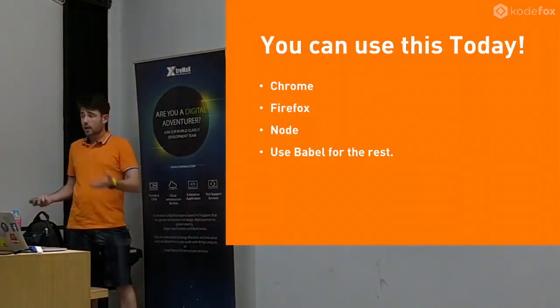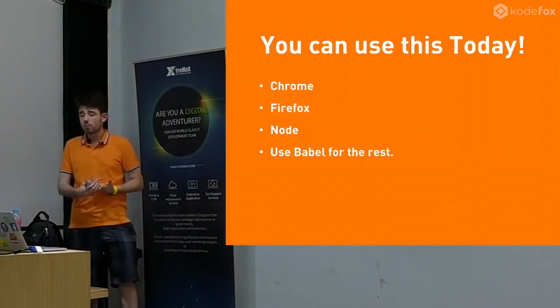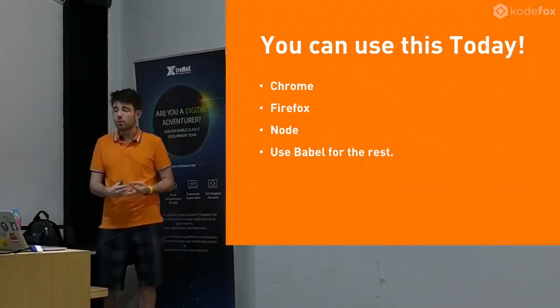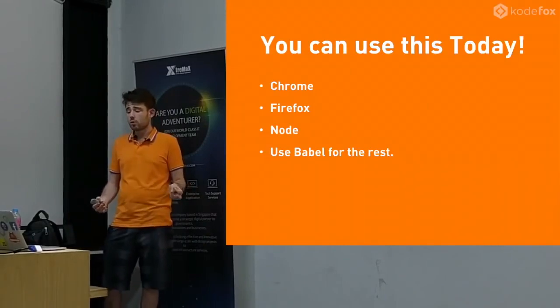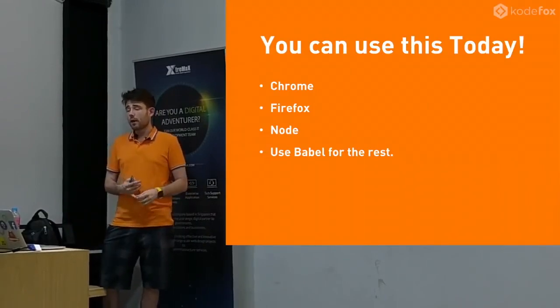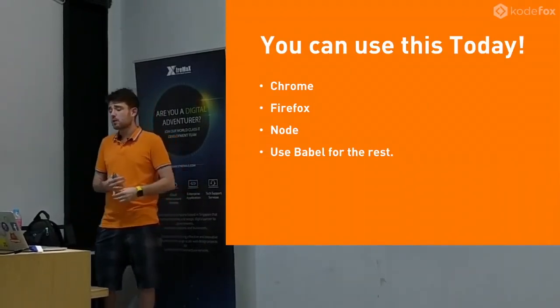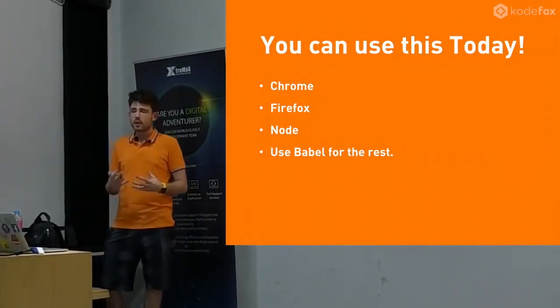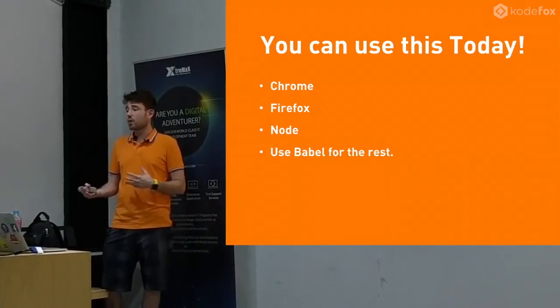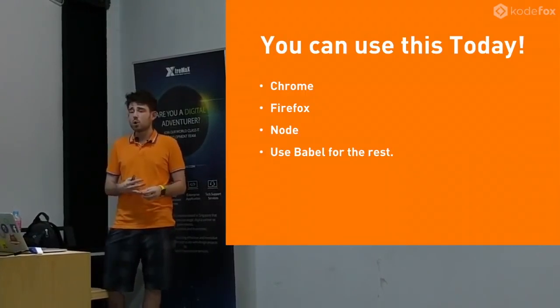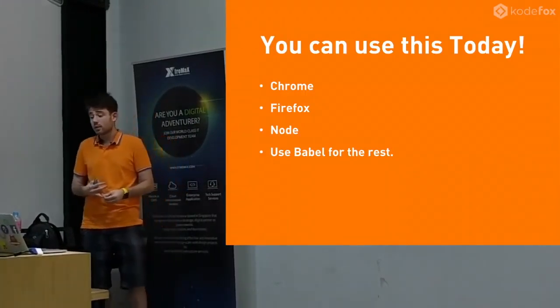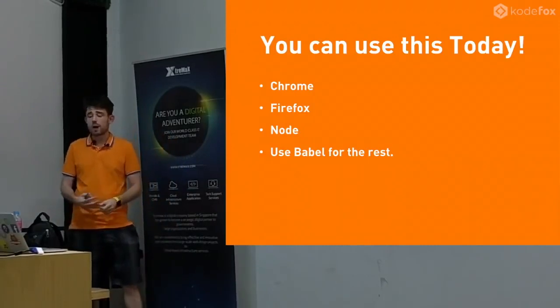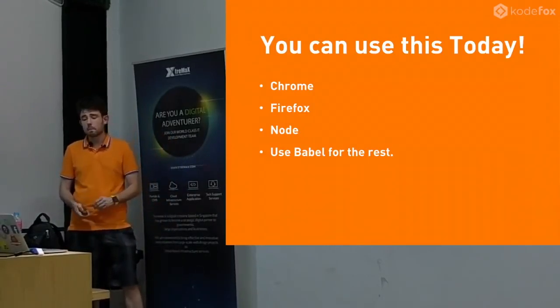So you can use this today. Async await is in Chrome, it's in Firefox, and it's in Node. For any of the other browsers, you should use Babel. But it's actually not that bad to use Babel, because async await is a pretty thin layer on top of just generators and promises. So most browsers support generators anyway. So there's not too much stuff that Babel needs to do to make this work.